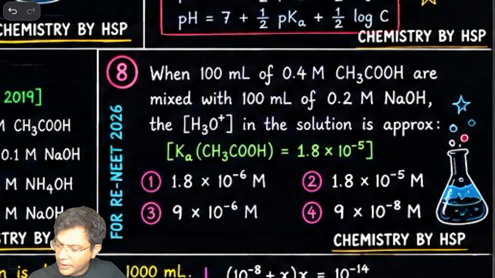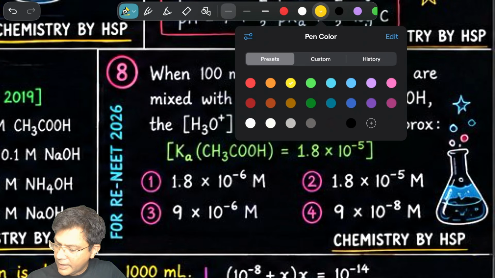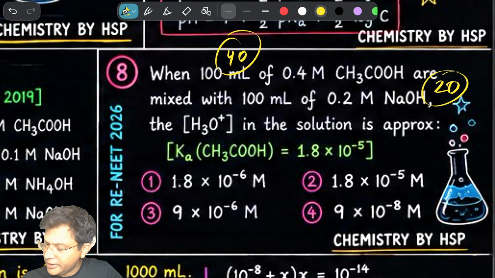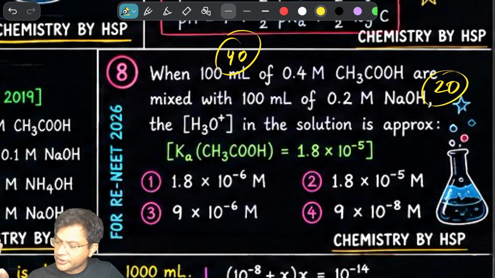Just see to it, everyone, that normality and molarity are the same because its n factor is 1. So 0.4 into 100 is 40 milliequivalent, and 0.2 into 100 is 20. So NaOH is the limiting reagent and will complete, and acetic acid will be left. So it is a salt of strong base with weak acid and weak acid, an acidic buffer.